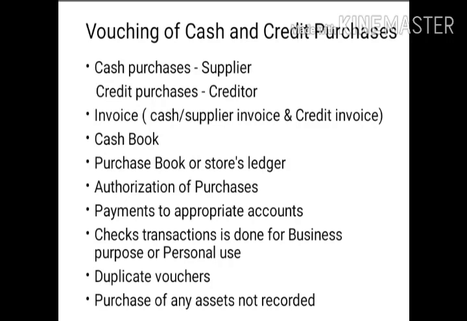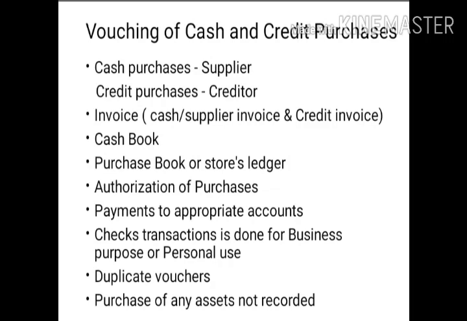Other than that, what are they going to do? First, they are going to check the entries in the cash book as well as the purchase book or stores ledger. The auditor must check the entries in the cash book with cash memos supplied by the supplier, as well as make sure that all the entries are made in the purchase book. Then, net amount of purchase. The auditor must ensure that the net amount of purchases is recorded in the books of accounts, deducting all the discounts provided by the supplier, and the remaining amount has to be entered in the purchase book.